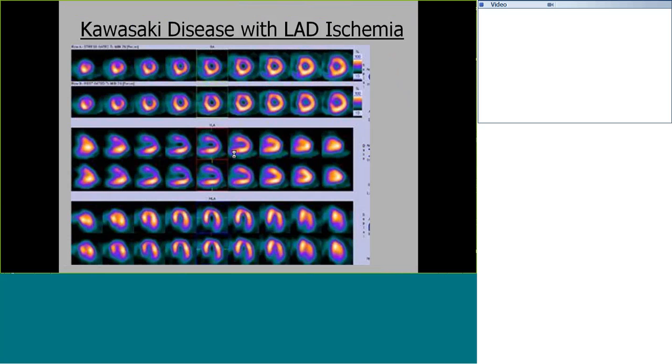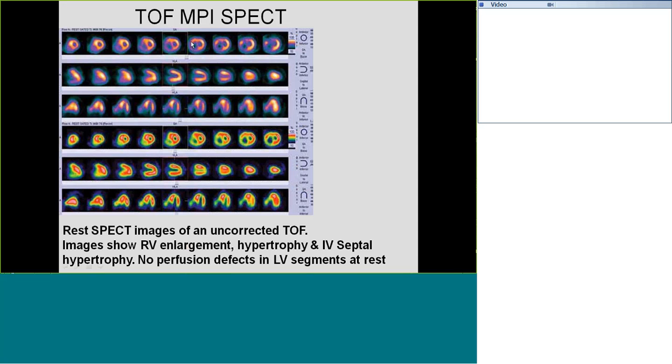So that is clearly shown in this patient. You can see right ventricular cavity dilatation, significant uptake in the right ventricular myocardium. There is a hypertrophy of the right ventricular myocardium also, but you see the left ventricular cavity is not showing any perfusion abnormalities. Again, please understand that this is a rest study, no stress images.